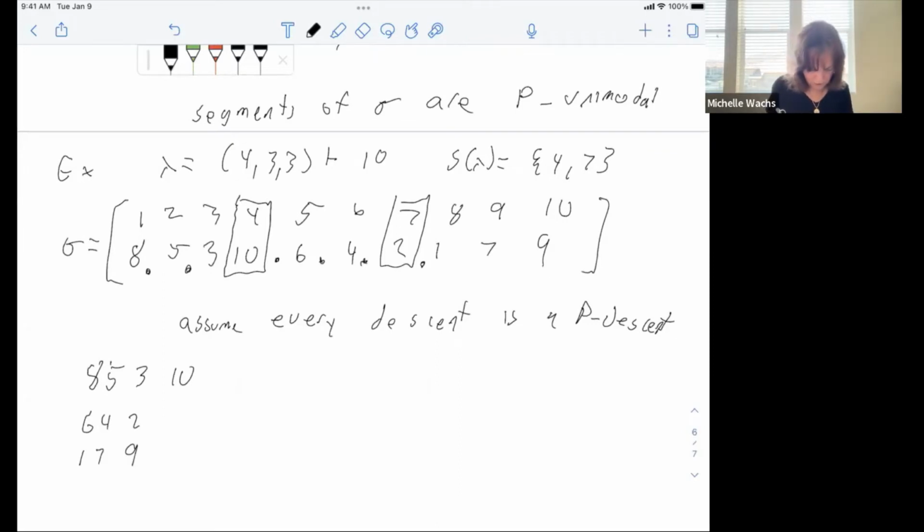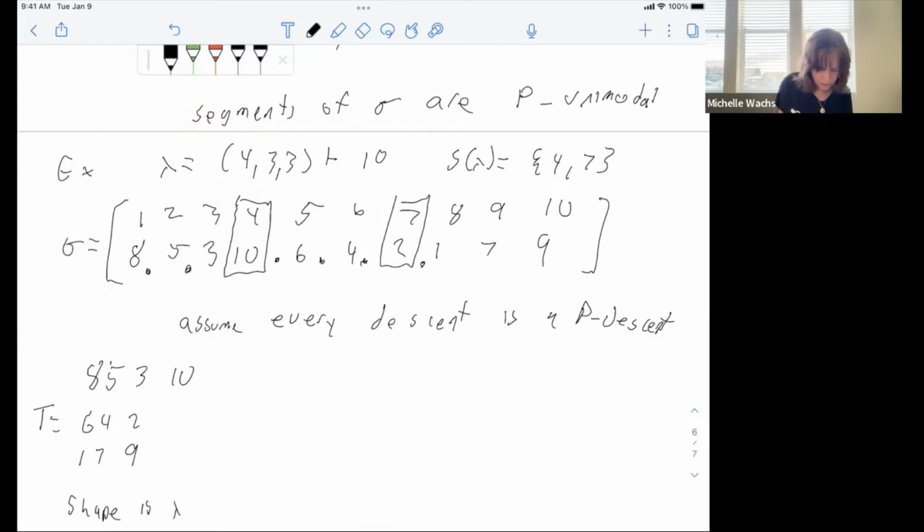So we fill each row. Okay, so I hope that's clear how I did that. T is now this. And the shape is lambda.